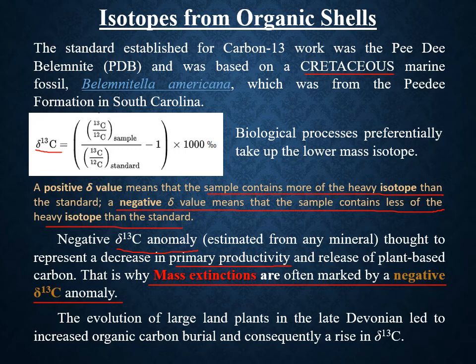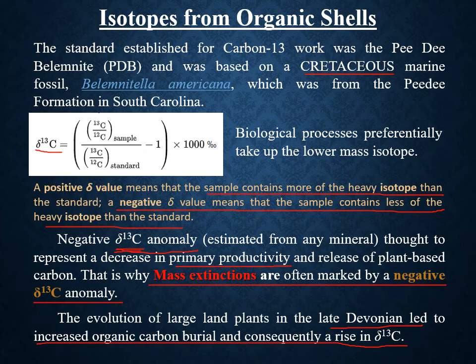So by studying the shift in del 13C, the values of del 13C through time, we can get an idea about the evolution of plants through time. The evolution of large plants in the late Devonian time increased the organic carbon and thereby a rise in del 13C. When lots of land plants appeared during the late Devonian, the lighter isotope of carbon was mostly trapped within the plant bodies.